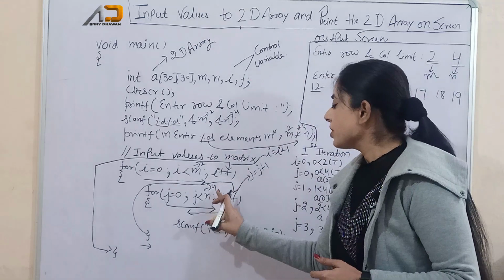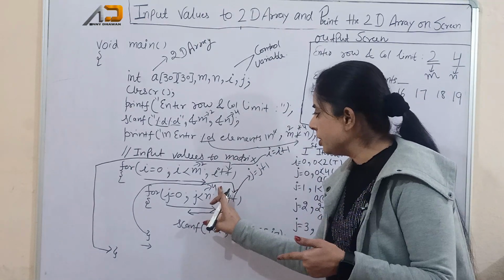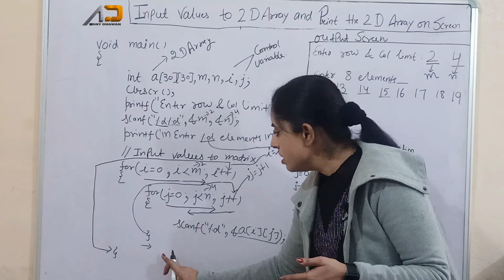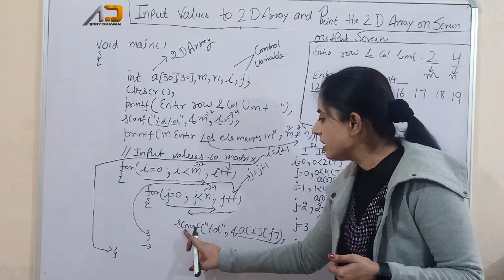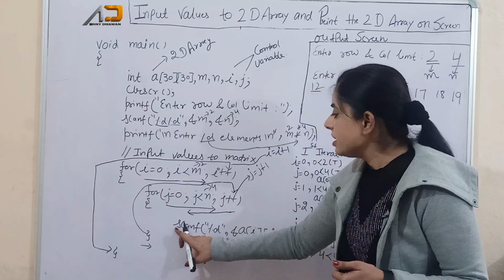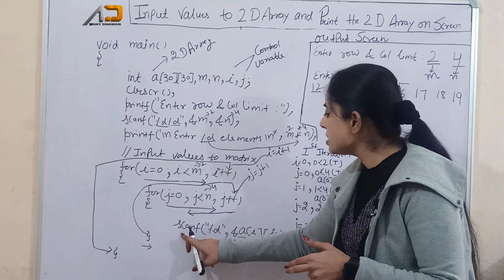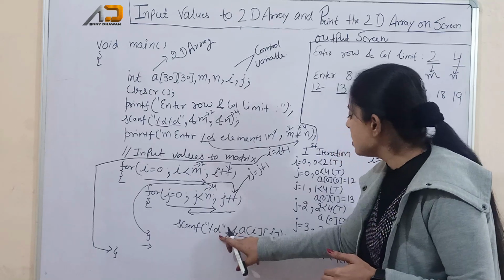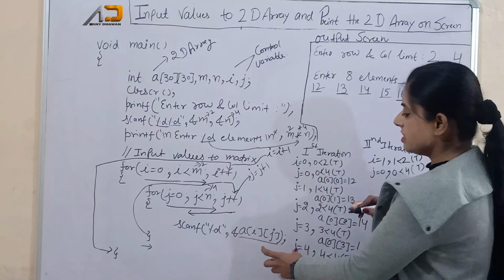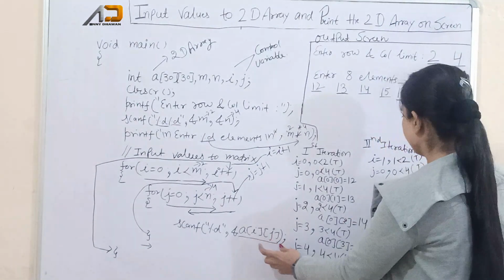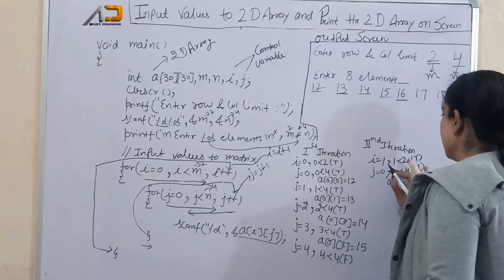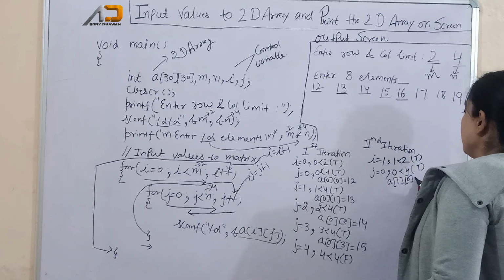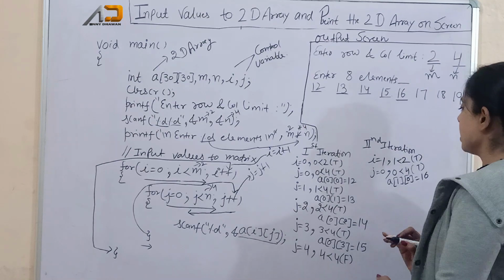Again, whenever the condition becomes true, the control enters into the loop body and starts executing the statements in the loop body. And what is the next statement here? It is the scanf function. What will this scanf function do here? This scanf function reads the next integer value from the screen and assigns it to the variable a of ij, that is a of ij. What is the value of i here? It is 1. What is the value of j here? It is 0. It means to say 16 will be assigned to a of 1, 0.